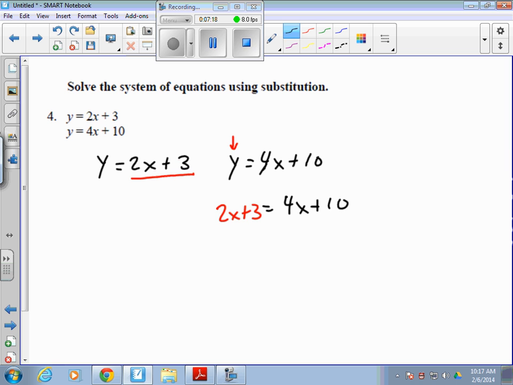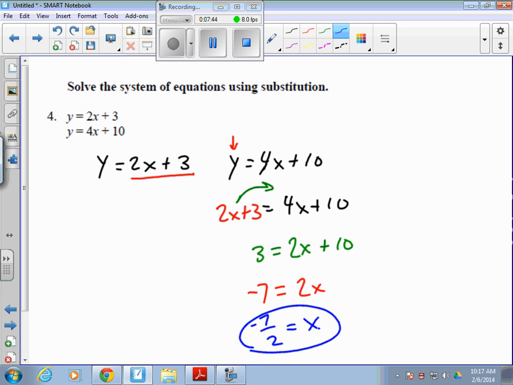Move your smaller x over to your larger one. 2 is smaller than 4, so subtract 2x. It'll cancel it on the left. Subtract it on the right. 4x minus 2x is 2x. Bring the rest of it down. 3 equals that plus 10. Move positive 10 over by subtracting it. 3 minus 10 is negative 7 equals 2x. Divide by 2 on both sides, and x equals negative 7 over 2. There's your value for x.